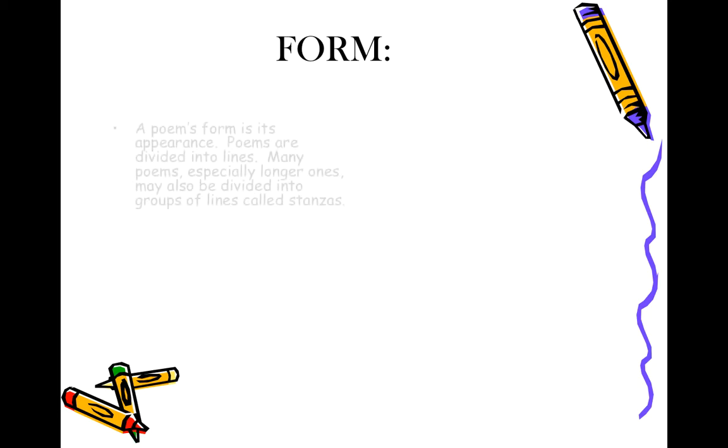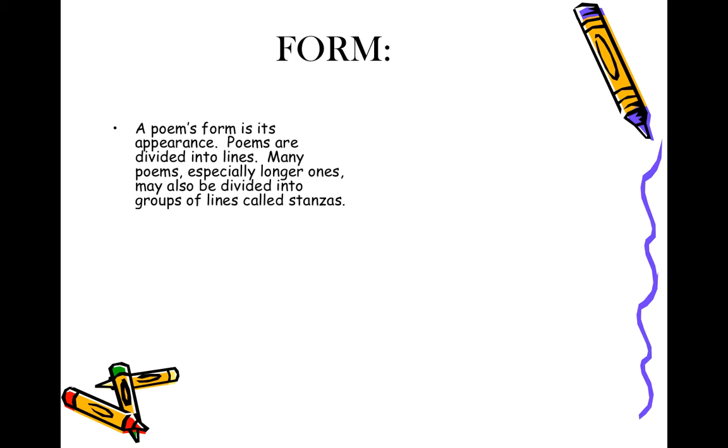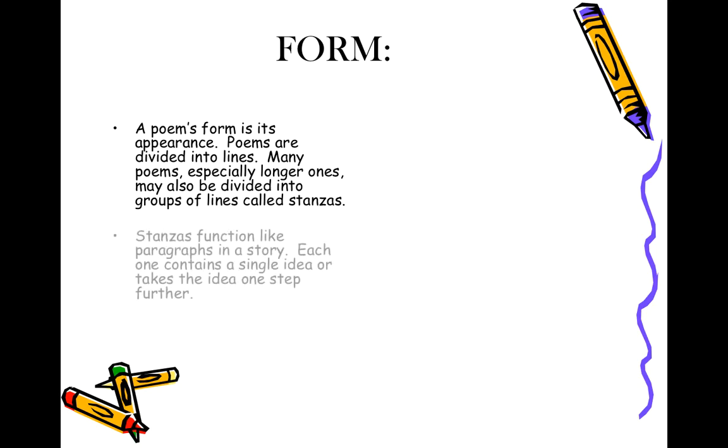First of all, let's talk about form. A poem's form is its appearance. Poems are divided into lines. Many poems, especially longer ones, may also be divided into groups of lines called stanzas. Stanzas function like paragraphs in a story. Each one contains a single idea or takes the idea one step further.